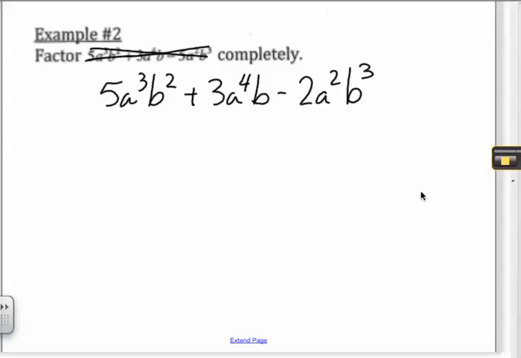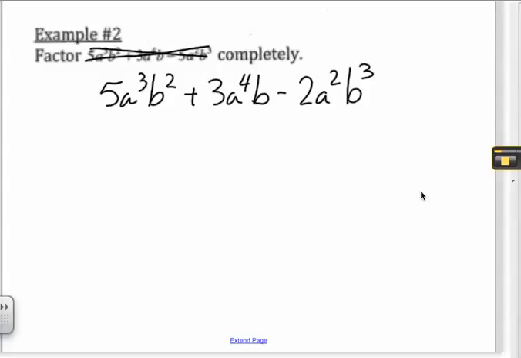Okay, guys, example number 2. I'm sorry, I made another typo. So let's make sure we got this straight. Scratch out what we have there. It's 5a cubed b squared plus 3a to the fourth b minus 2a squared b cubed.